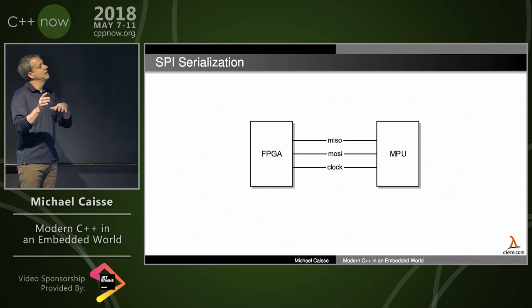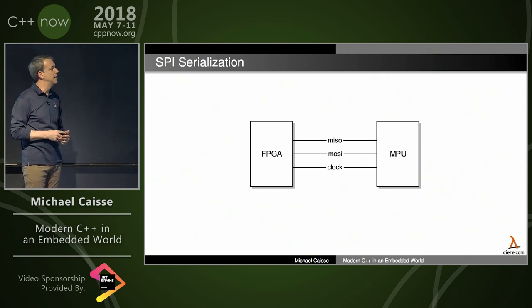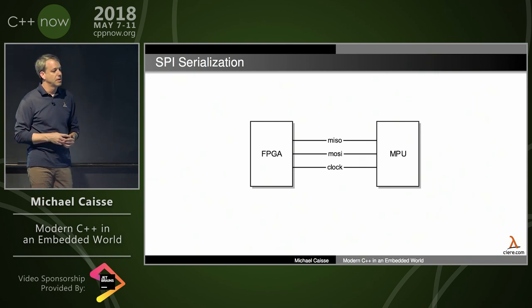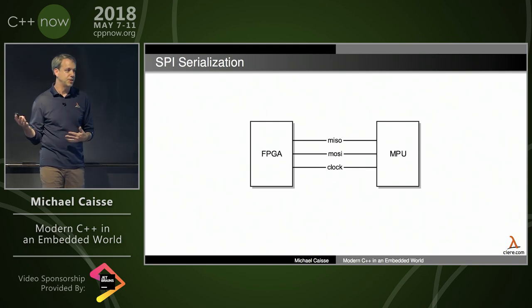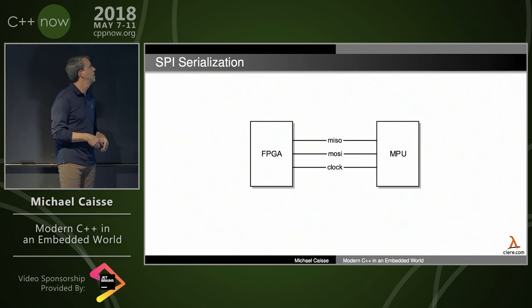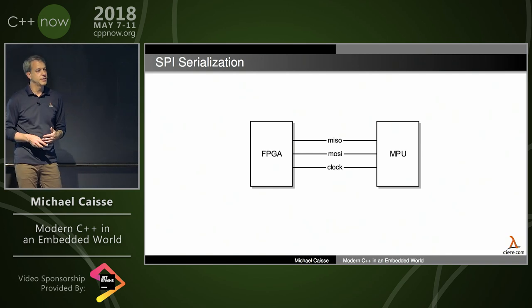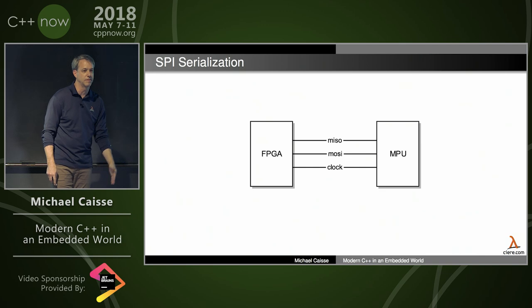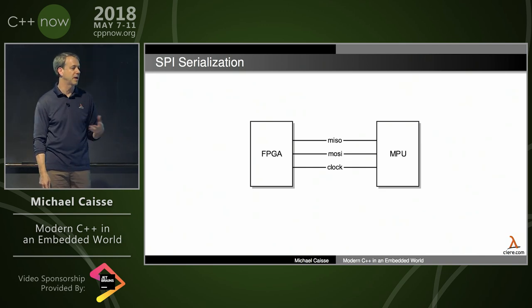All right, we're going to look at a couple of abstractions with a little bit of time we've got remaining here. One of the things that the MPU has to talk to is this FPGA, and the way it's going to do that is through something called SPI. SPI is used for everything from your SD cards, that's how your SD card works, it's on a SPI bus.